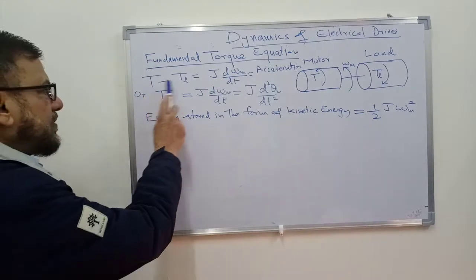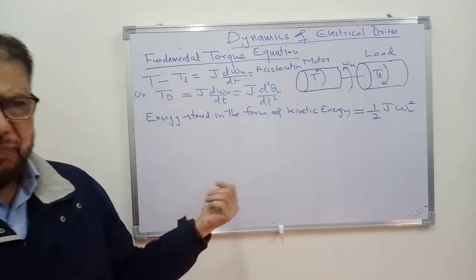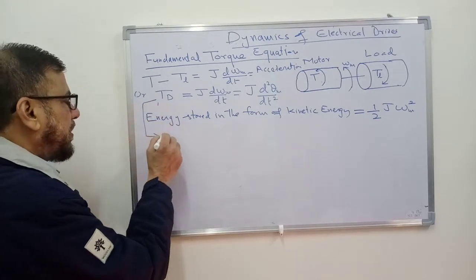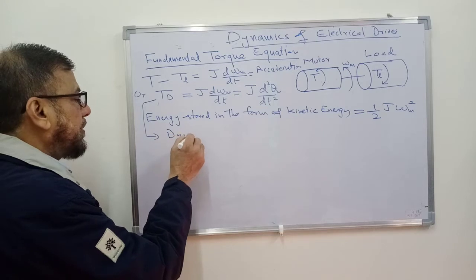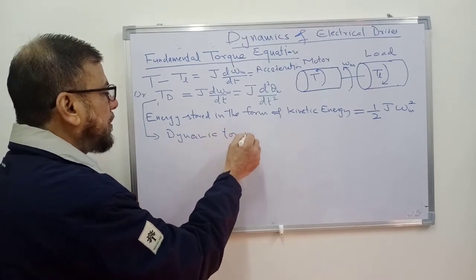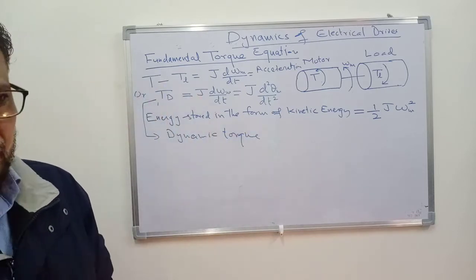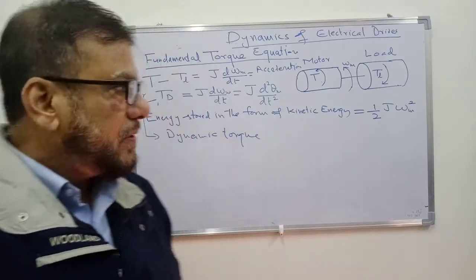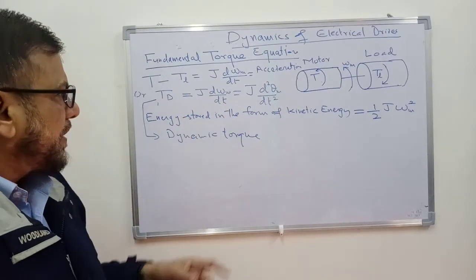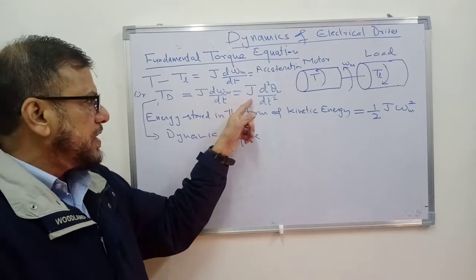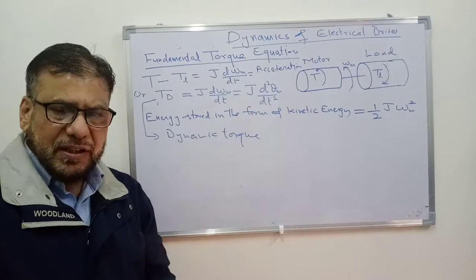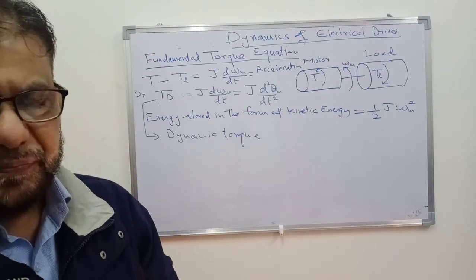This T minus TL, let us give a name TD. It is called dynamic torque. So dynamic torque is equal to J times the angular acceleration. This you can write as equal to J d squared theta m upon dt square, where theta m is the angular displacement.